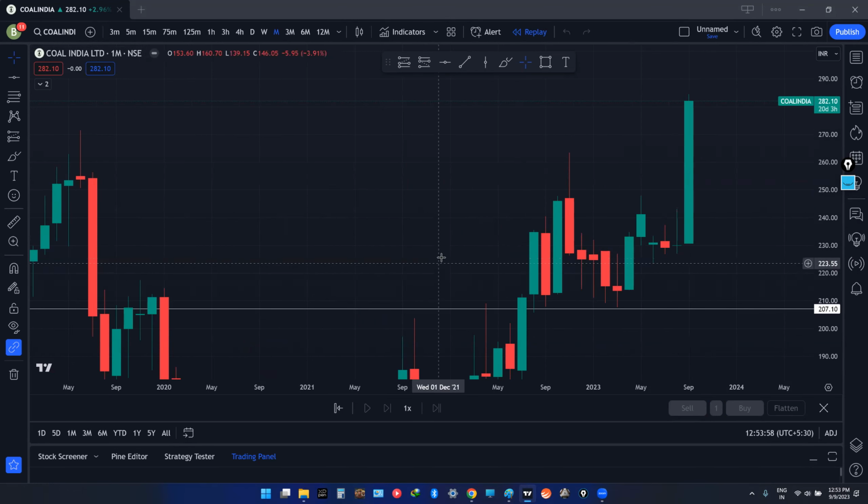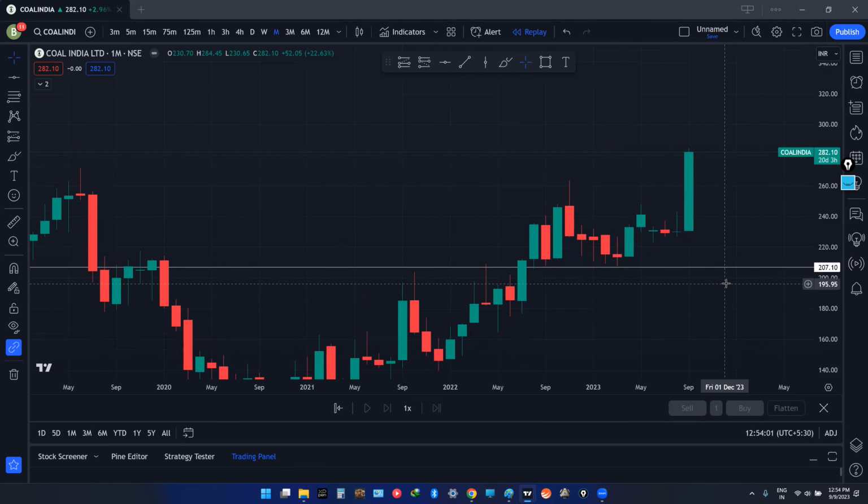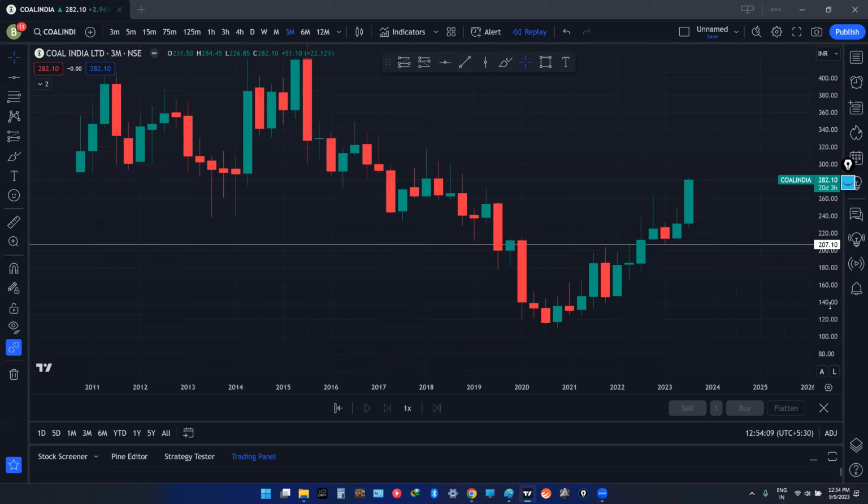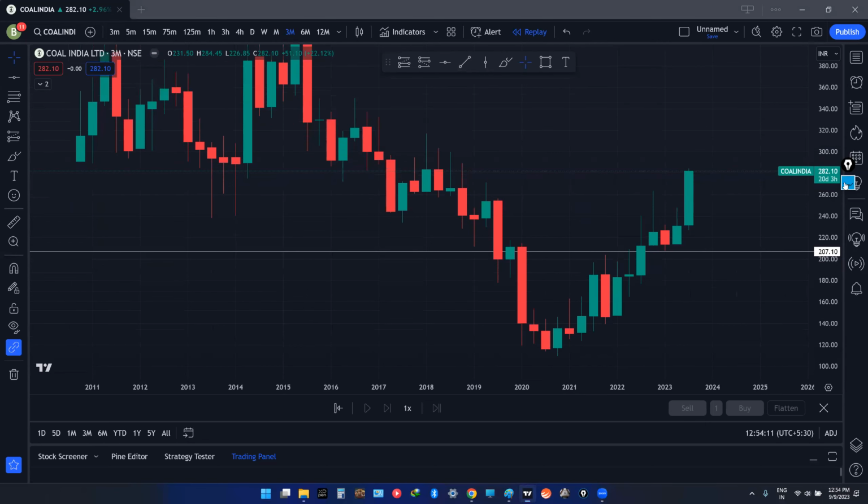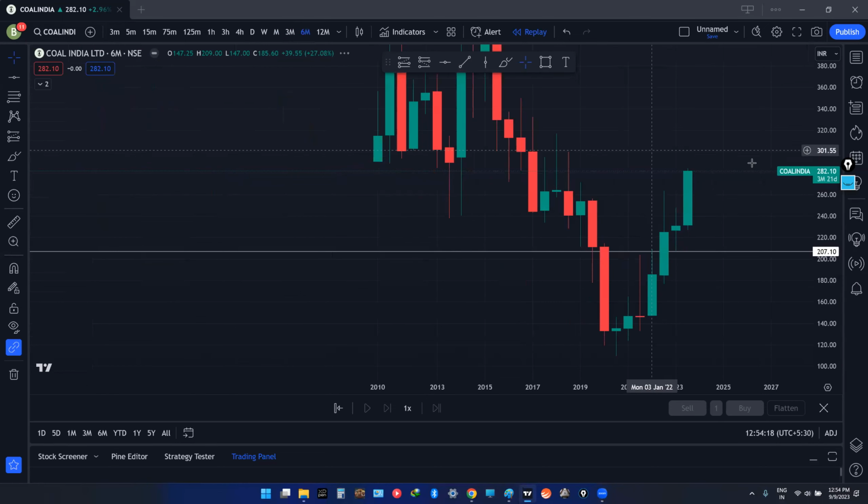So the monthly opportunity gone. If someone says, do you want to invest now in Coal India? Personally, I will say no. Opportunity gone as of now. In quarterly, already price gone, no point. Now these are the higher prices.